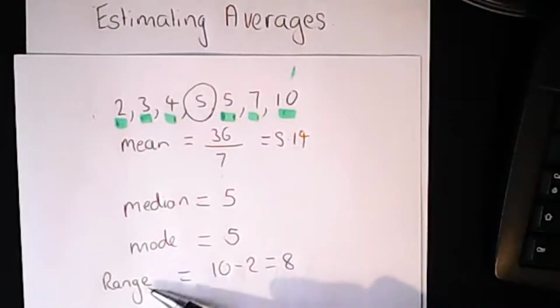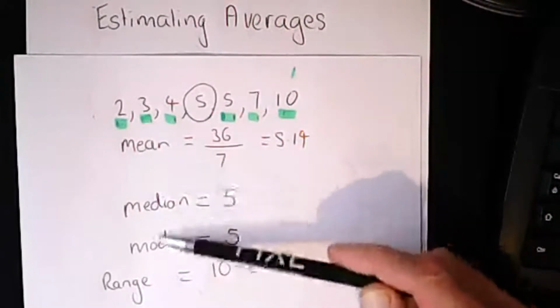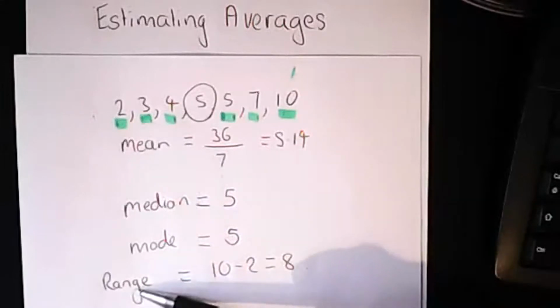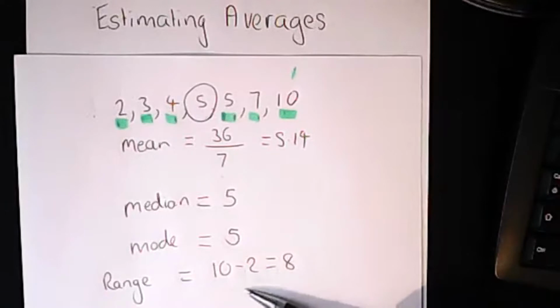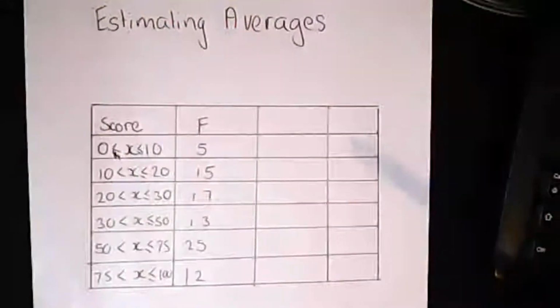This is a slightly different topic, it's called measures of dispersion. These are all averages, but at GCSE it's good to have a little look at this little topic as well while we're at it. Okay, alright, now let's go back to estimating a mean then.